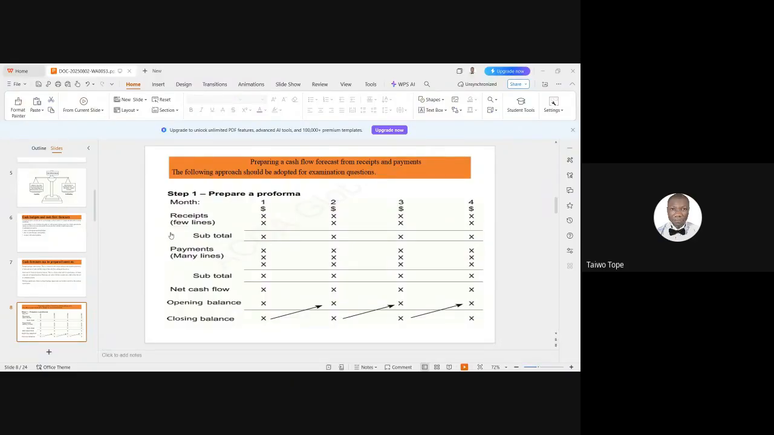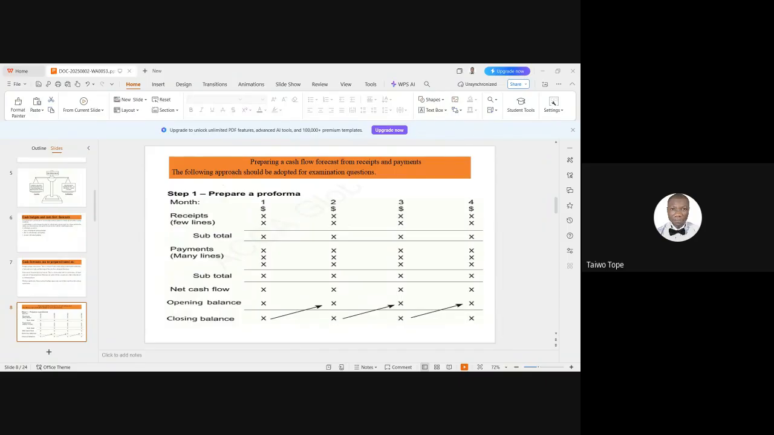So when you are preparing your cash budget, you have the aspect of receipts and you have the aspect of payment. It can be cash inflow or cash outflow. So when you have your receipts, most times the receipt can just be sales and receivables. That is why you can see on the slide just a few lines. And once you add your total receipts, either in form of cash sales or receivables, you have your subtotal, as you can see in this format.